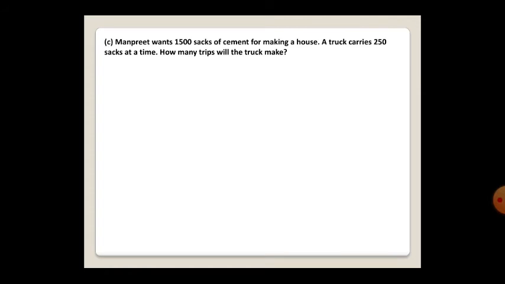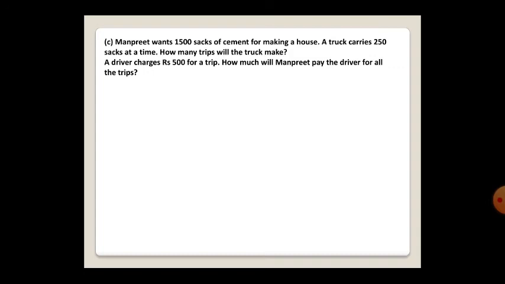Manpreet wants 1500 sacks of cement for making a house. A truck carries 250 sacks at a time. How many trips will the truck make? See, your question is Manpreet wants 1500 sacks of cement to construct the home. In one trip a truck carries 250 sacks of cement only. So 250 in one trip, to reach 1500, how many trips will it take? You have to answer like that.